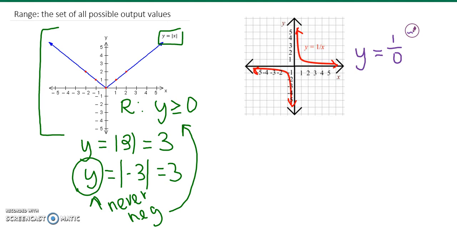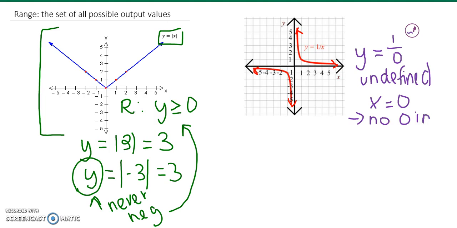our function is undefined for when x equals 0. We cannot have a 0 in the denominator. No 0 in denominator. This will result in our function being undefined.